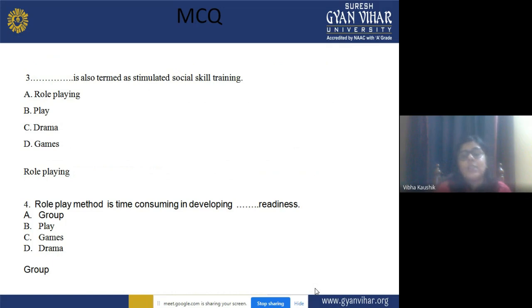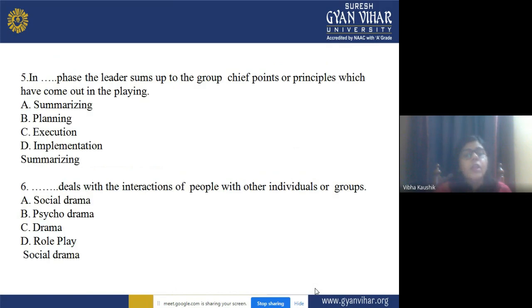So we are saying that the role play method is time consuming in developing group readiness, meaning to prepare the group to play a role is a time consuming job. Now the fifth one: in dash phase, the leader sums up to the group the chief points or principles which have come out in the play.